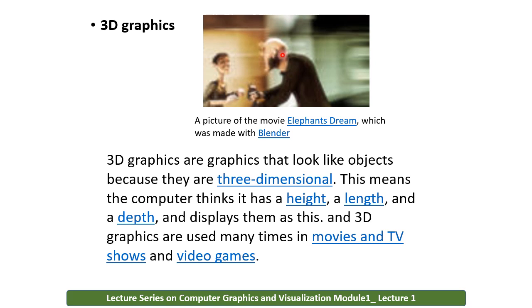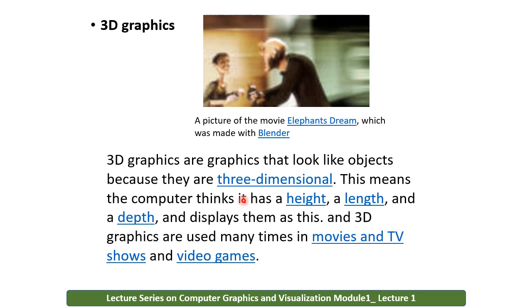These are going to be operated on in three dimensions, which means the computer thinks that it has height, length and depth. But if you compare with 2D graphics, it only has height and length but not the depth information. So in three-dimensional graphics, which include the depth information, the effect will be more realistic and it is going to display them as they are.